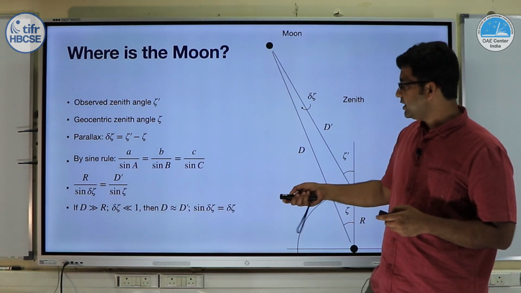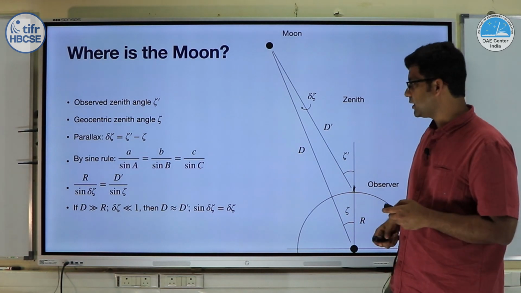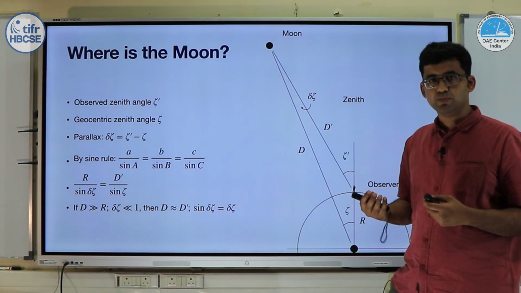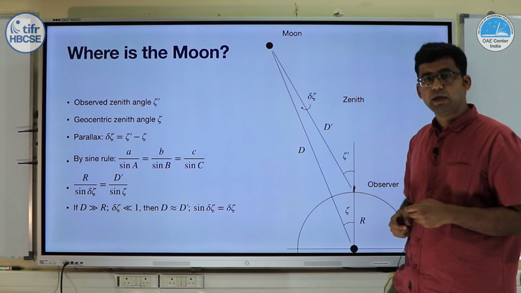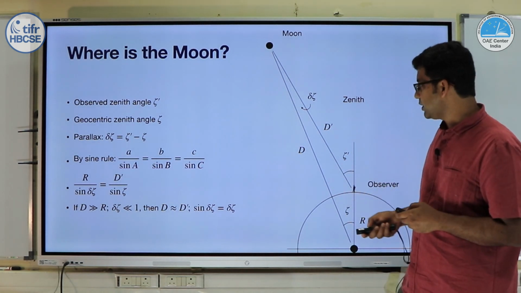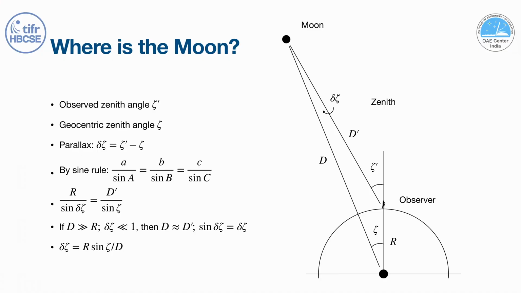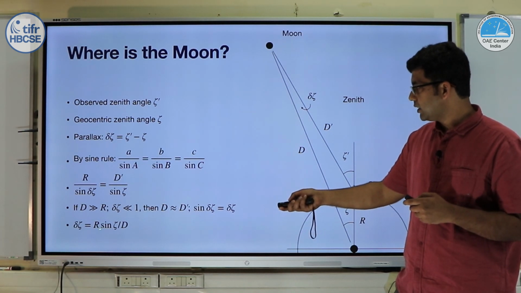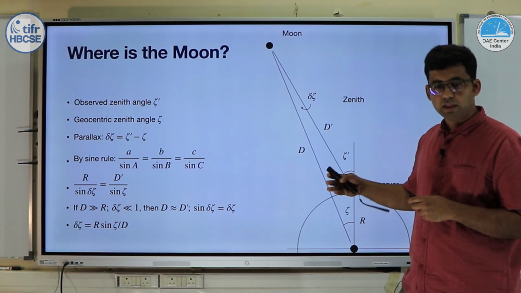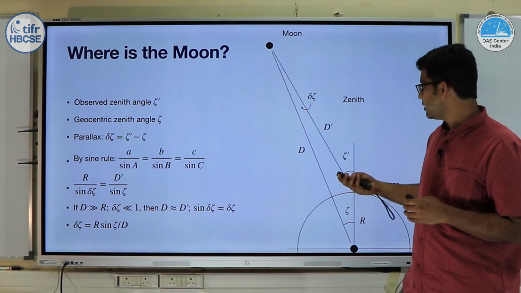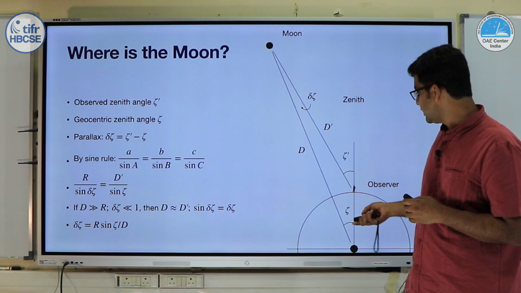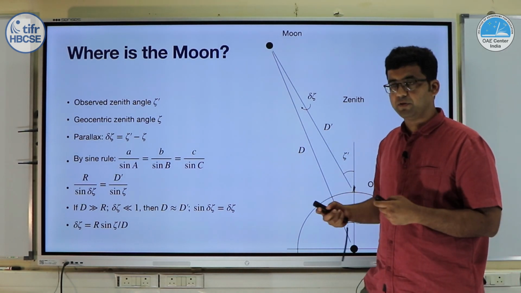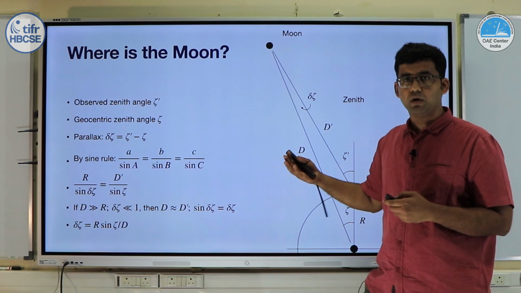And if D is much greater than r, then delta zeta will be fairly small and D will be approximately equal to d prime, and you can start substituting these two things to get delta zeta equal to r sin zeta divided by capital D. So, we can substitute both of these simplifications and we can get delta zeta equal to r sin zeta divided by D. In the next few slides, we will also talk about the problem when capital D is not much greater than r, so we can't use this simplification, which happens very easily for earthbound satellites.